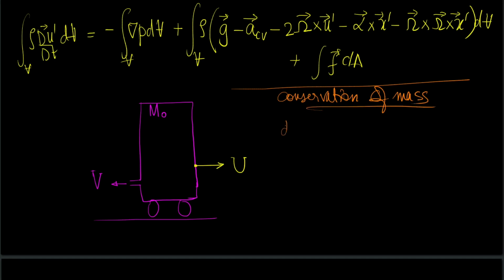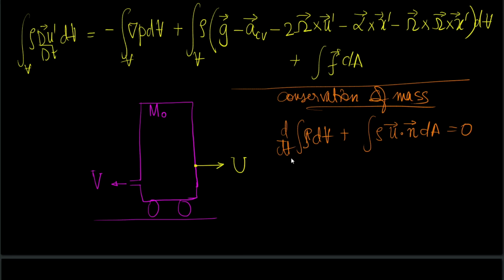So we have d/dt of the integral of rho dV plus the integral of rho u dot n dA is equal to 0. Conservation of mass, it remains unchanged. Okay.